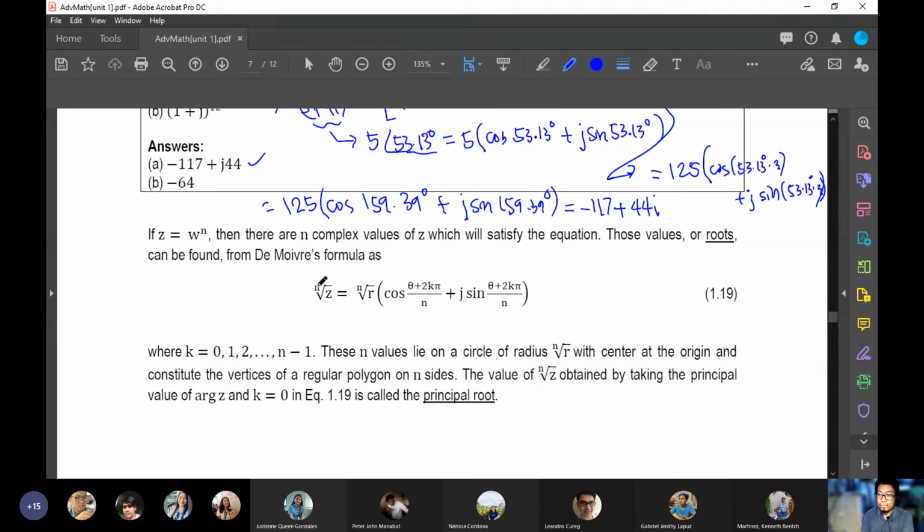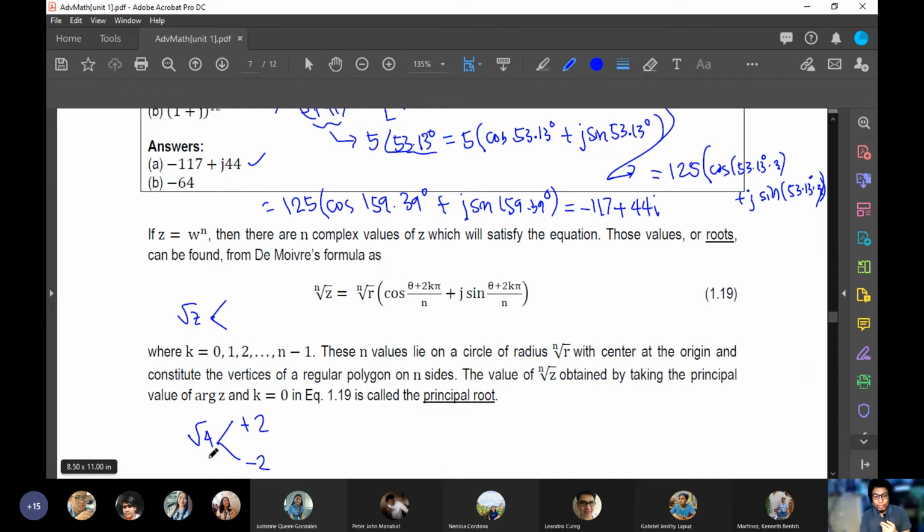We can still apply De Moivre's formula, but in this case, take note that if you are looking for, say, the square root of z, we are actually looking for two values. For example, when you have the square root of 4, there are two answers that would satisfy it: positive 2 and negative 2. What do I mean by that? That it has two answers.